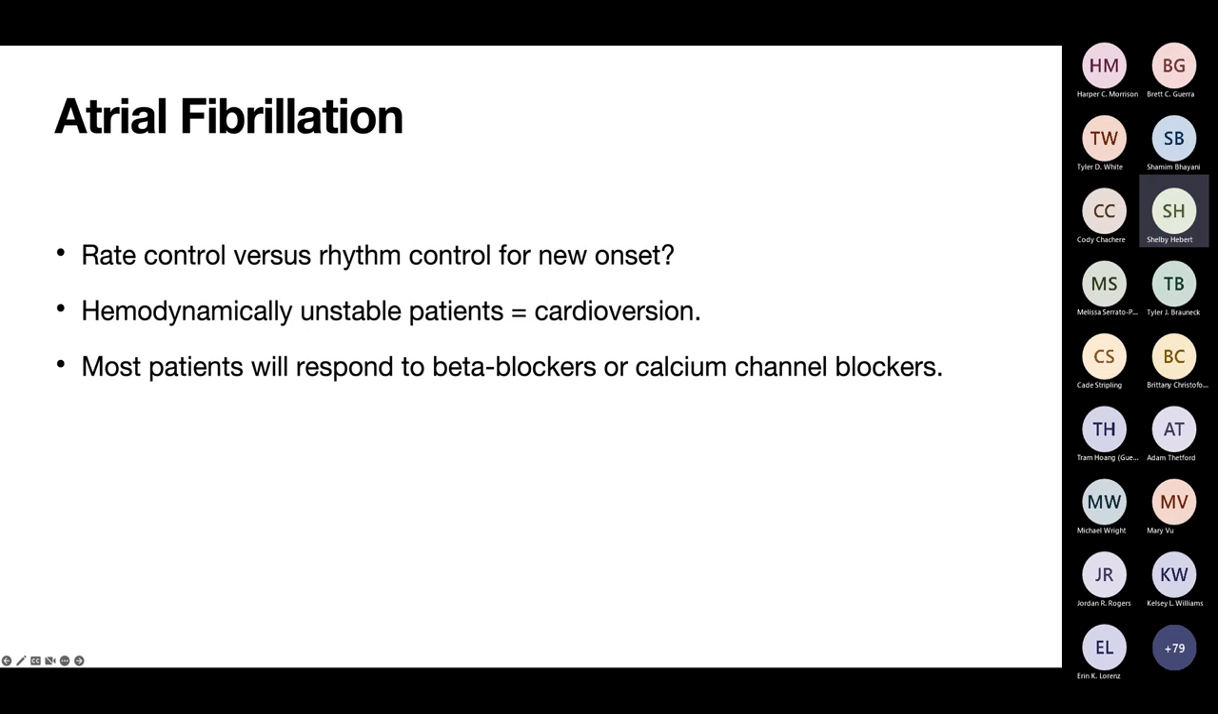If you have a hemodynamically unstable patient in AFib, you want to move to cardioversion quickly, synchronized cardioversion. But most of these patients are going to respond to beta blockers, calcium channel blockers, and you'll see sometimes they're just sensitive to being off medications they are supposed to be on. Maybe a dose got held for a couple of days for surgery, and that's why they're responding.